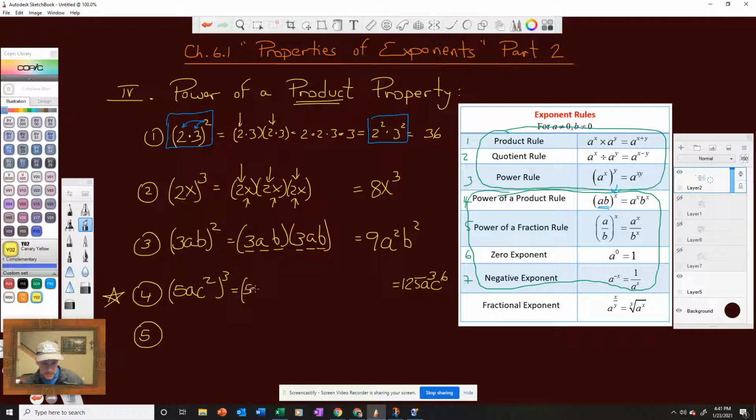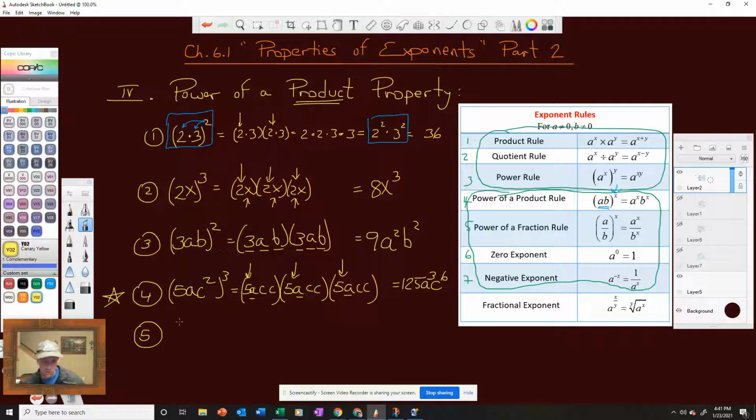This is 5acc. I'm expanding c squared into c times c. And now I'm going to cube it. So it's going to be 5acc and then 5acc. Now notice we have 5 times 5 times 5, which is 125. We have a times a times a, which is a cubed. And how many c's do you see? 6 of them. So it's c to the 6.